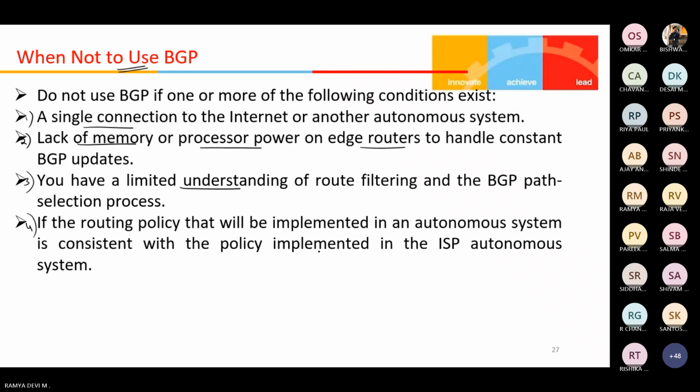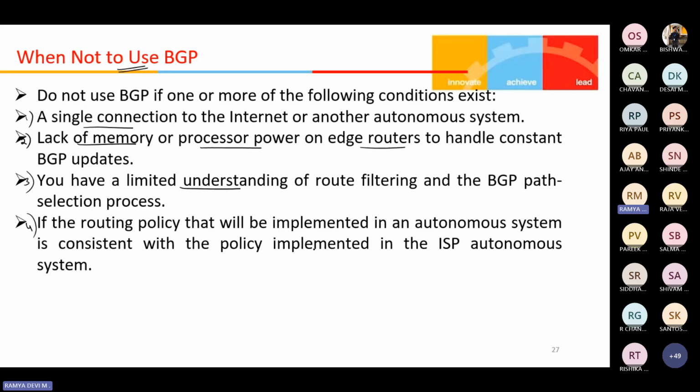If the routing policy is identical, then I don't have an additional control, or an additional benefit is not there. In that case, you have to avoid BGP. If the routing policy is the same for the entire thing, identical for all the internet service providers' policies, why go for BGP? It is the same, fine. So in that case, you have to avoid BGP.